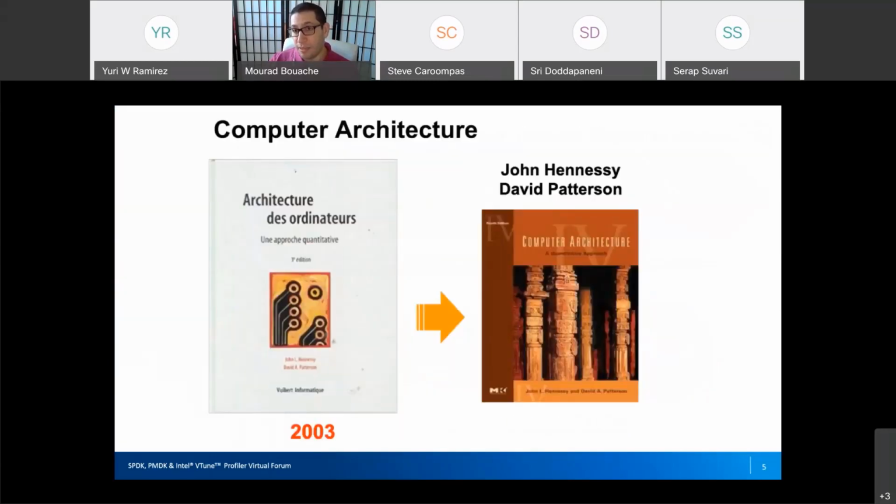These are the books that I used when I was preparing my PhD and even before, during my master's. Architecture des ordinateurs, it was in 2003. It's the French version, and this is the English version. It's Computer Architecture from John Hennessy and David Patterson. I know that a lot of you know these two people. They are a reference for me in terms of background in computer architecture or microarchitecture.